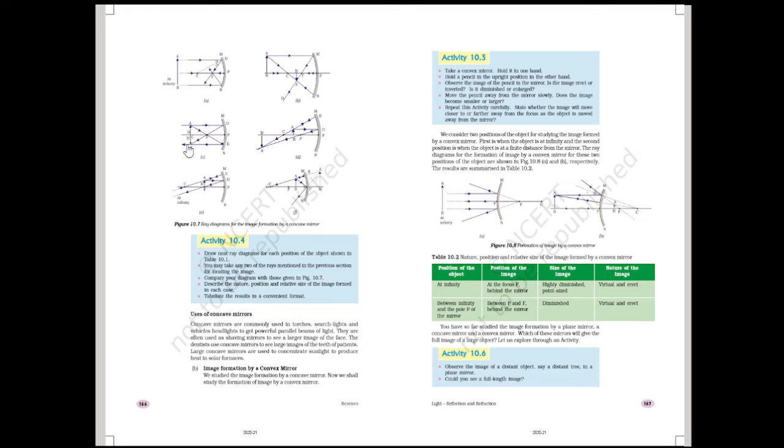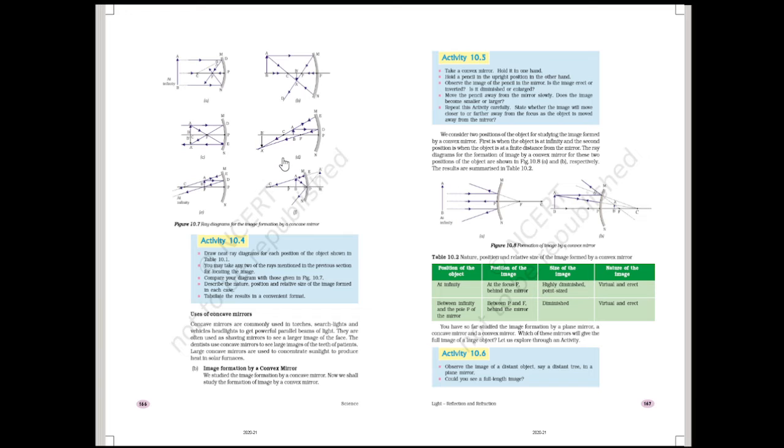Now the fourth is done. Now it comes to the fifth image. When the object is at focus, the ray reflects and passes through the focus, and the ray through C is just reflected as it is. Now the object is at focus, and the image is formed at infinity.